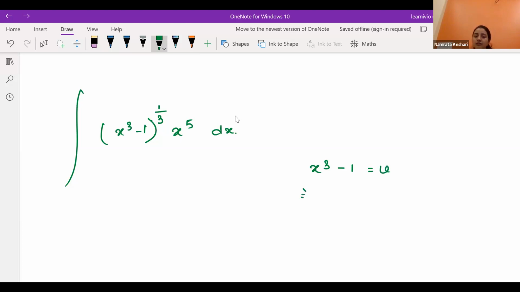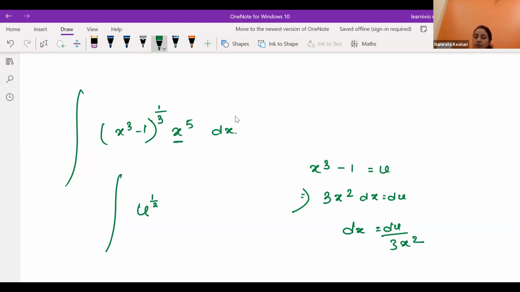So on the left hand side, we'll be having 3x square dx equals du, right? Yes. Okay, so let's just substitute everything. Either you can take x square from here, or you can take dx as du by 3x square. Okay, let's try substituting it. X cube minus 1 is nothing but u. Okay, u has the exponent 1 by 3, fine.